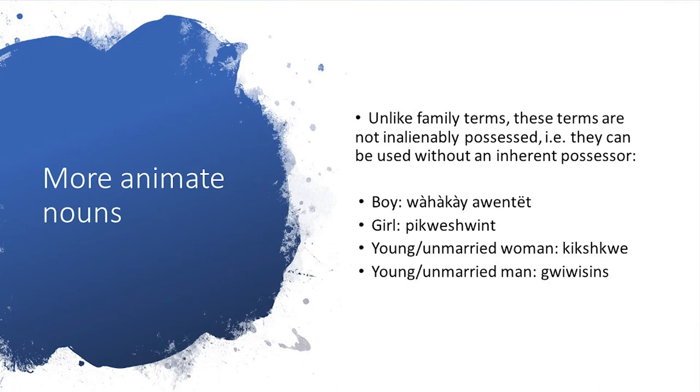For the examples that follow, we'll need to learn a few more animate nouns, and unlike the family terms, these are not inalienably possessed, so they can be used without a possession prefix. Boy is wahakai awantet. Girl is bequeshwint. A young unmarried woman is kikshkwe. And a young unmarried man is gwiwisins. And this last word here might actually be a borrowing from Ojibwe, in which case in Ojibwe it means boy.